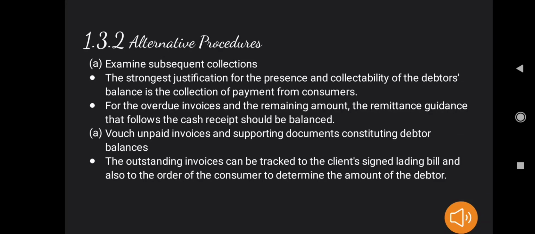The second procedure for test of details of balances is alternative procedures. First one is to examine subsequent collections, which means the strongest justification for the existence and collectability of the debtors' balance is the collection of payment from customers. For the overdue invoices and the remaining amount, the remittance advice that follows the cash receipt should be reconciled. And the second one, vouch unpaid invoices and supporting documents constituting debtors' balances. The outstanding invoices can be tracked to the client's signed bill of lading and also to the order of the customer to determine the amount of the debtor.